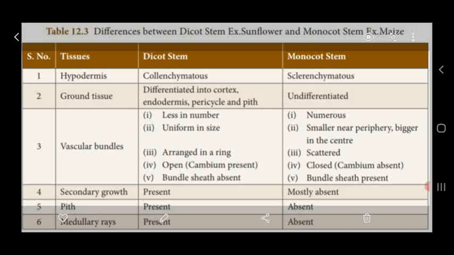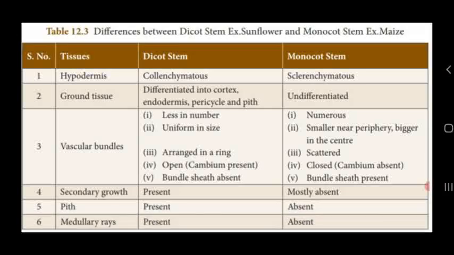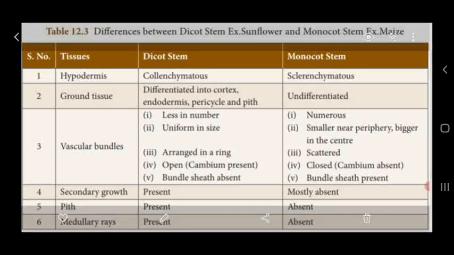Next one, vascular bundle. In dicot stem, the number of vascular bundles is very less. But in monocot stem, it is numerous. We have already seen the ground plan of monocot stem. Towards the periphery, that is the margin or outer surface, the vascular bundle size is very small and they are more in number. When we go towards the center, the vascular bundle is larger. So the number of vascular bundles is high when compared to the dicot stem.